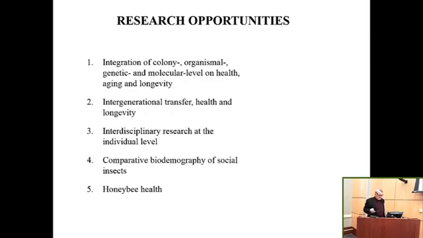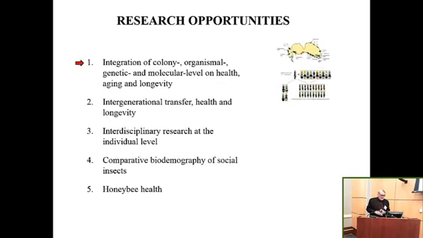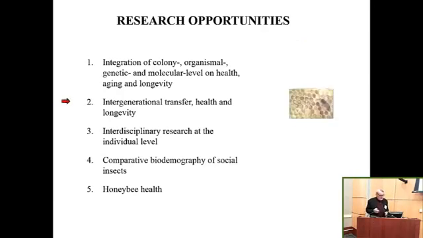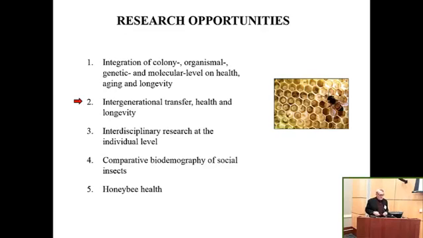Here are the research opportunities as we put them together. This is more or less my last slide. One, you have integration of colony, organismal, genetic, and molecular levels on health, aging, and longevity. So you have the societal level, the superorganism level, right down to the genetic and molecular level. There are huge possibilities for understanding, when you tweak mechanisms, what happens at the next several levels. This flows from Ron Lee's work on intergenerational transfer, health and longevity. Then there's interdisciplinary research at the individual level.